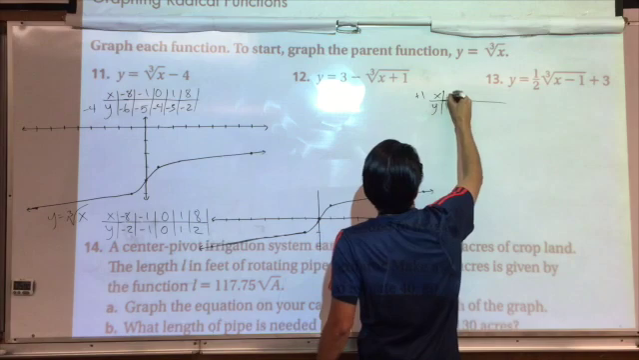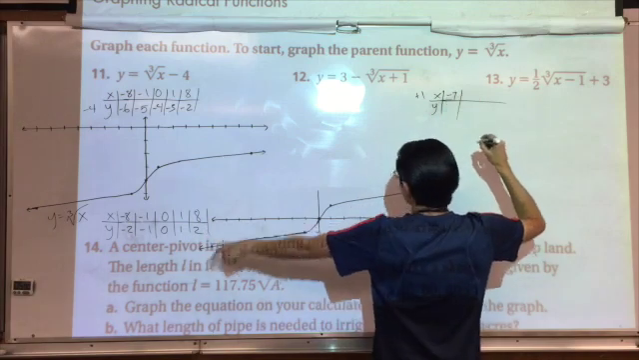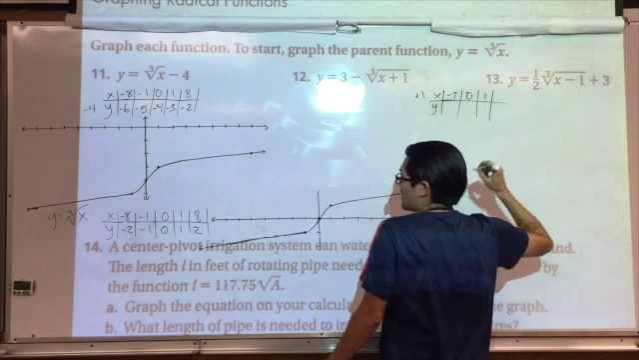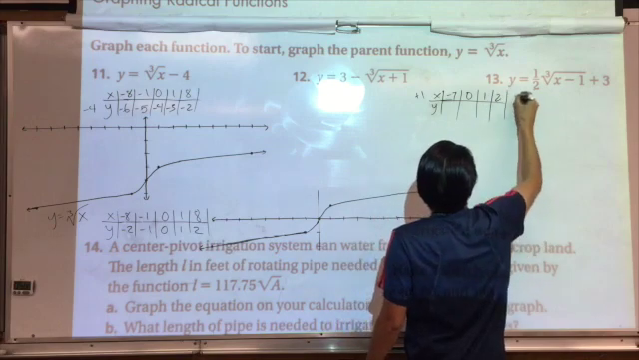Negative 8 plus 1 is negative 7. Negative 1 plus 1 is 0. 0 plus 1 is 1. 1 plus 1 is 2. And 8 plus 1 is 9.